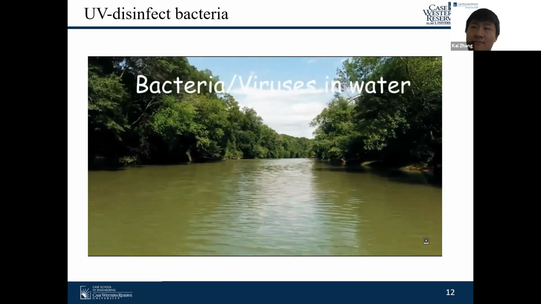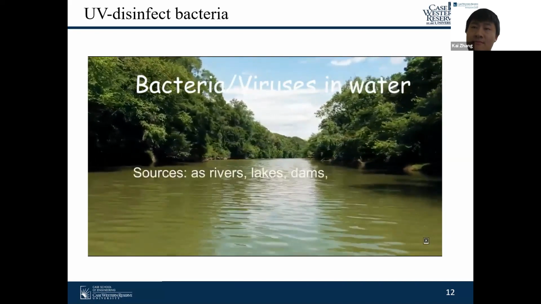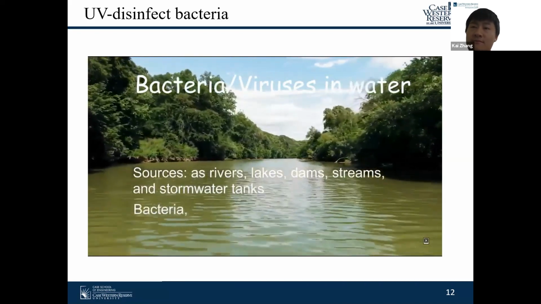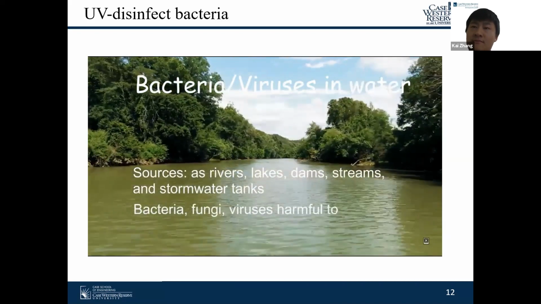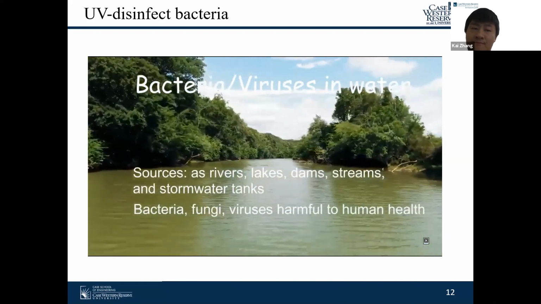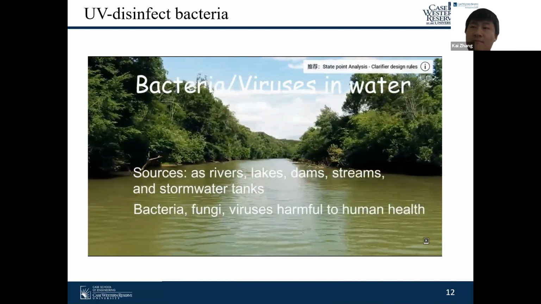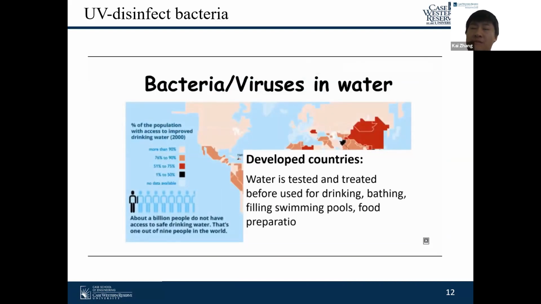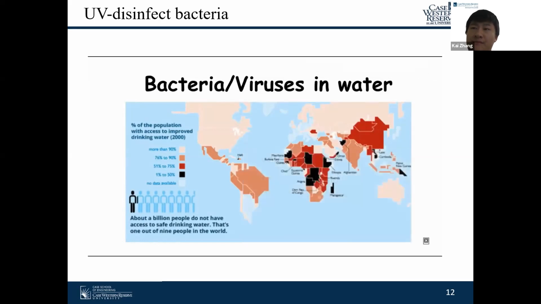Natural and man-made water sources such as rivers, lakes, dams, streams, and stormwater tanks may contain living microorganisms, bacteria, fungi, or non-living structures like viruses, which can be harmful for human health. Therefore, water and wastewater treatment plants in developed countries test and treat water before it is used for drinking, bathing, filling swimming pools, food preparation, or cooking. At the same time, however, 60% of all infant mortality worldwide is linked to infectious and parasitic diseases, most of them related to inadequate water disinfection in underdeveloped countries.